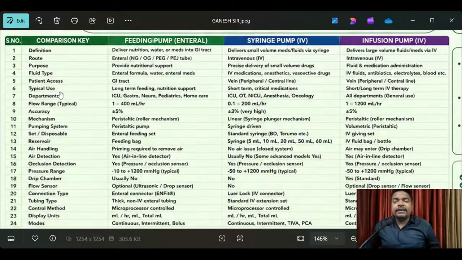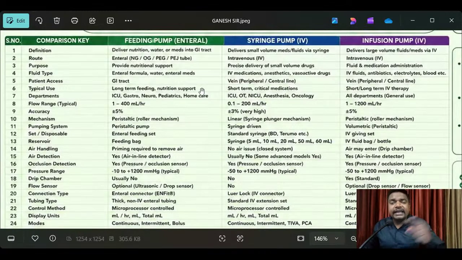Typical use, the sixth point. When it comes to the feeding pump, it is long-term feeding, nutrition support. That is excellent, because in critical situations every patient should get proper treatment and proper dedication, because it is a life and death matter. If medications or proteins are not going properly, then the patient becomes ill, it becomes dangerous, and the patient may even die. So you should not be negligent; be careful and proactive.